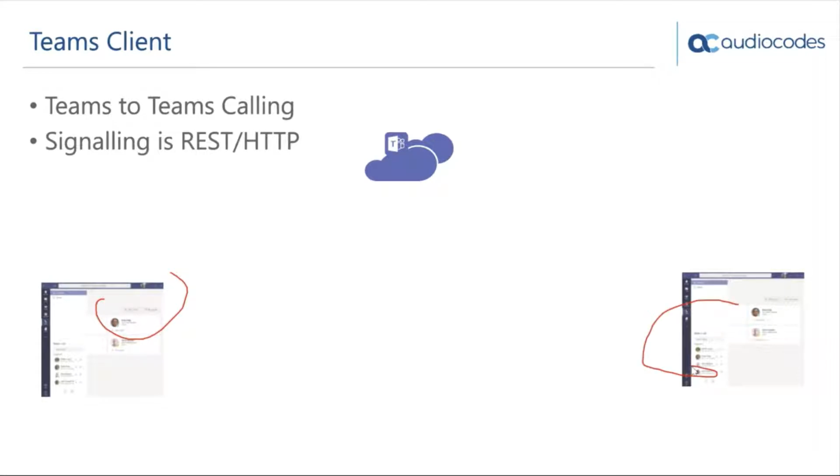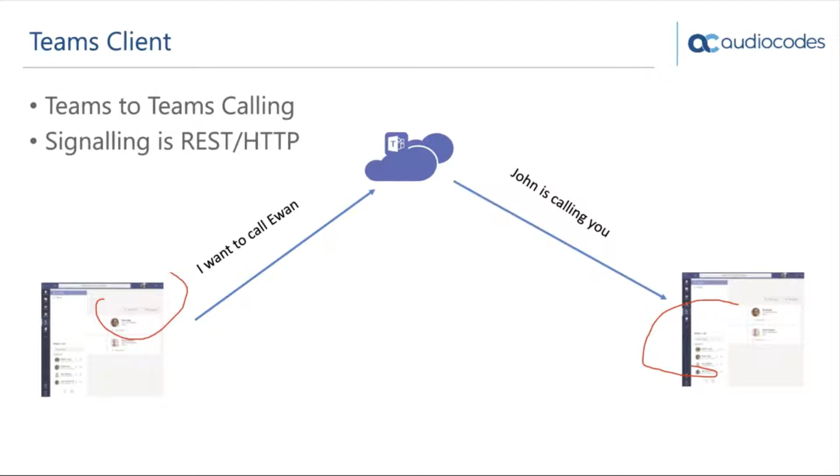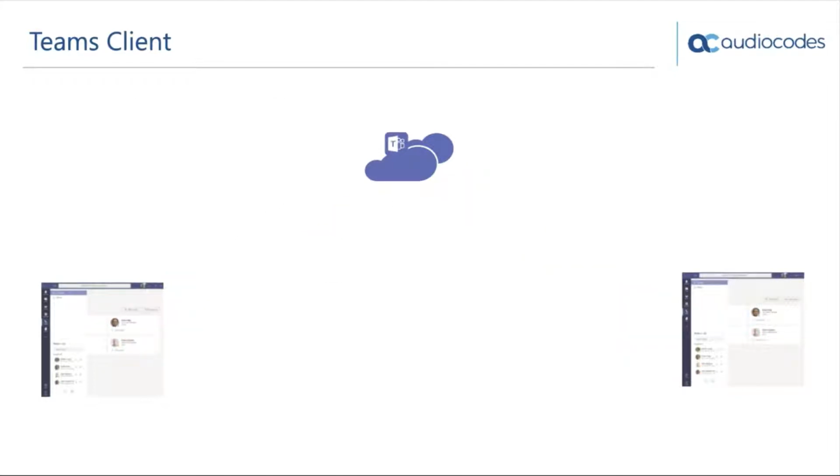When they want to talk to each other, they use a REST protocol to transfer the signaling. If I want to call my colleague Ewan, I click on Ewan's name, and Teams sends a message down to Ewan saying John is calling you. So that's the signaling part taken care of. It used to be SIP in the old days, but now it's this REST-based protocol that Teams uses. Once the signaling is set up, we now need to set up the media between the two parties, myself and Ewan, essentially.